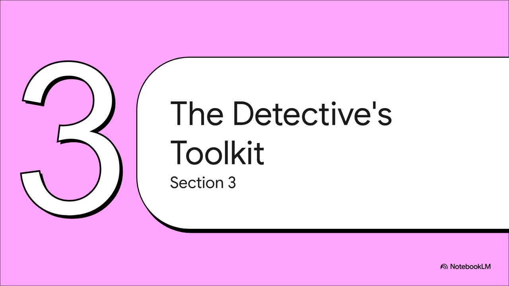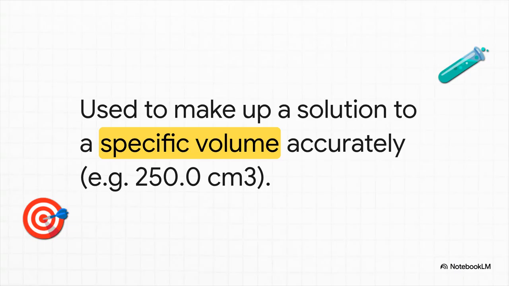Okay, to do this kind of high-stakes, precision work, you can't just use any old beaker. Nope, you need a specialized toolkit, and each piece of equipment has one very, very specific job. First up, we have the volumetric flask. This thing is a tool of extreme precision. It's designed for one job and one job only, to hold a single specific volume of liquid, like say 250.0 milliliters with incredible accuracy. This is how we make our perfectly reliable standard solution.